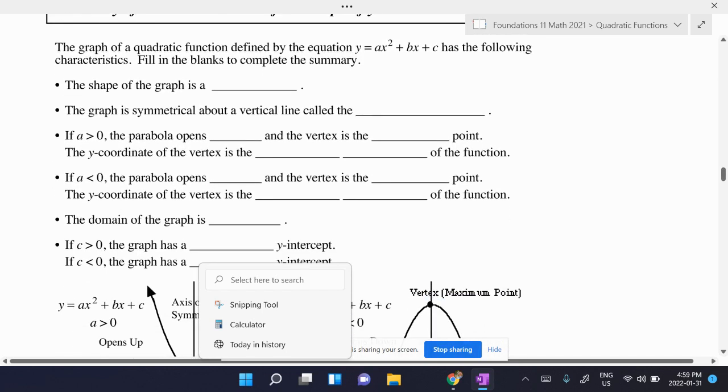The shape of a graph is called a parabola. The graph is symmetrical about a vertical line, so that's this line that goes right down through the middle of it. What is that called? The axis of symmetry.